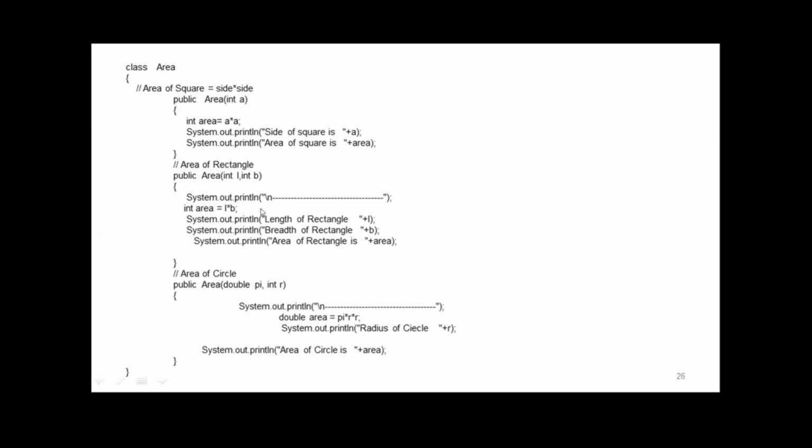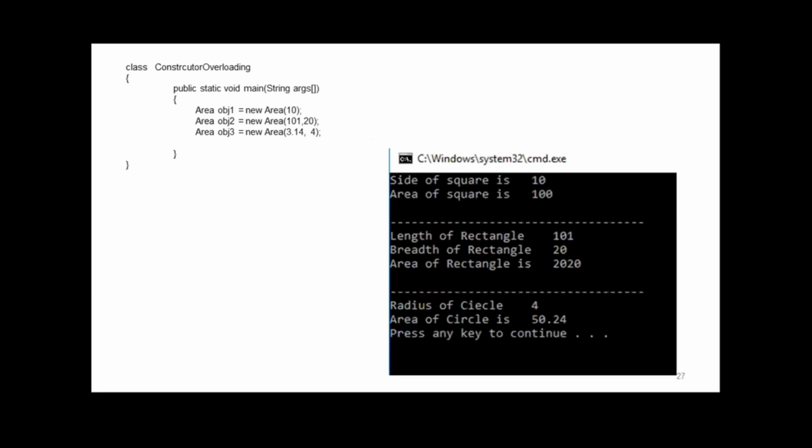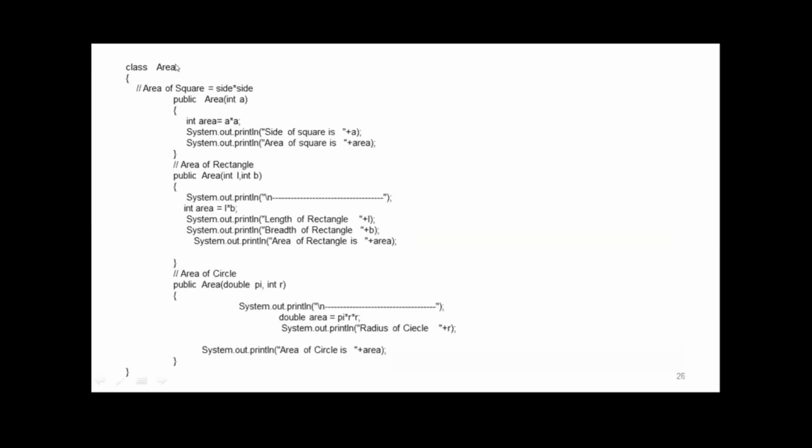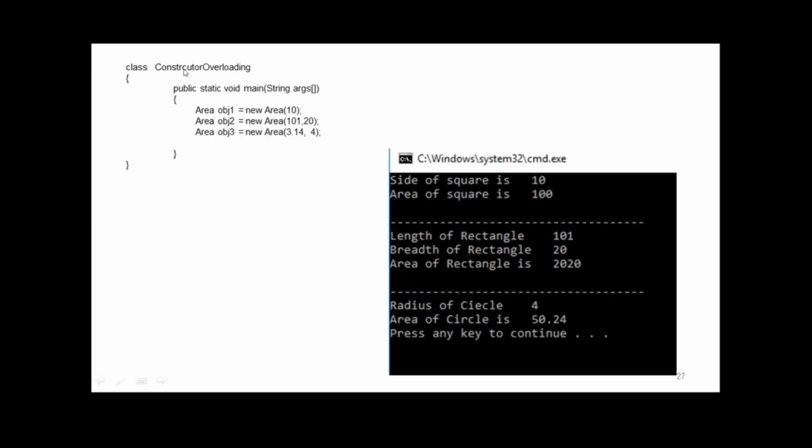So here I have 3 constructors. So how many objects do I need to create? 3 objects. So these 3 constructors are defined in the Area class. But my program execution always starts from which method? Main method. So the main method I define in a different class, ConstructorOverloading, right? So I will save my program as Area.java or ConstructorOverloading.java. Tell me.